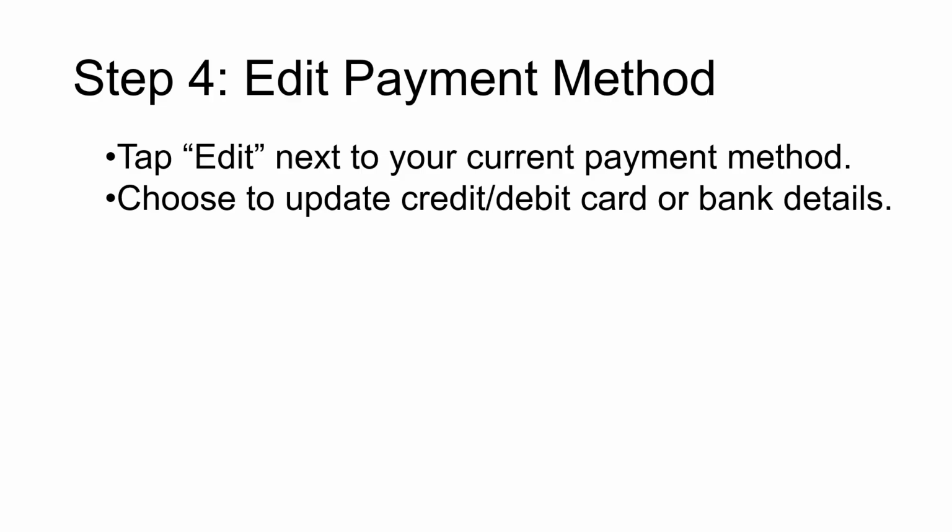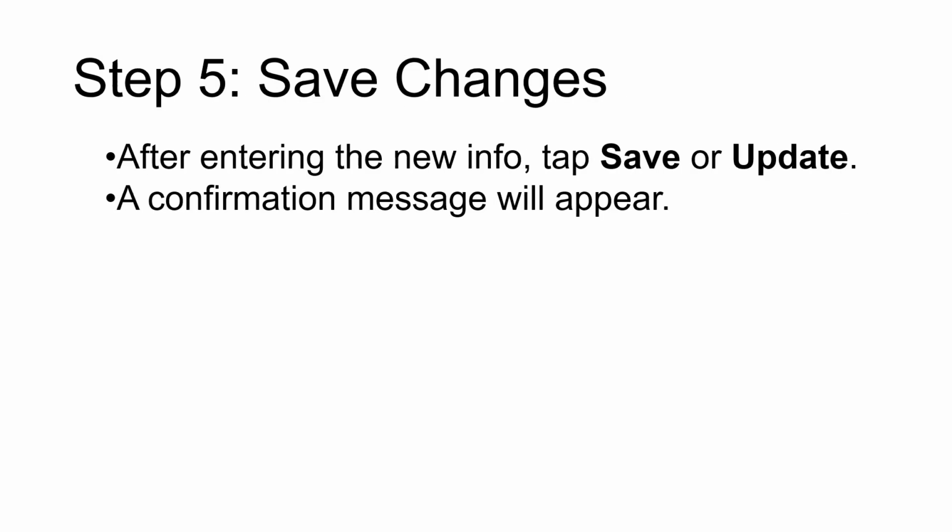From here, you can update your card number, expiration date, or switch to a different payment method like bank account or card. After updating the details, make sure to tap Save or Update to confirm your changes. You should see a confirmation message once your billing info is successfully updated.